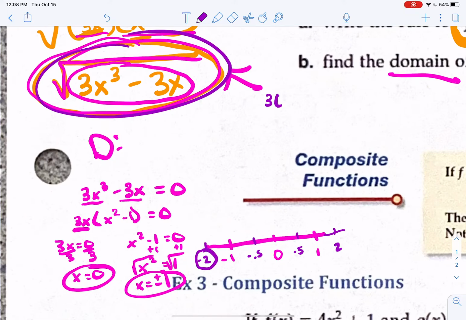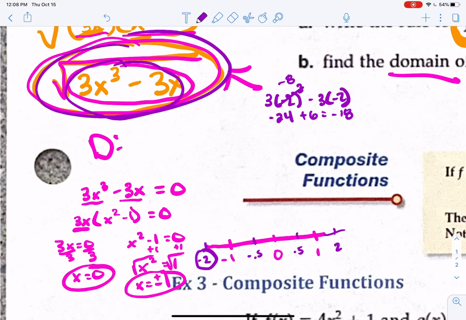So 3 times -2 to the third power minus 3 times -2. Okay, -2 to the third power is -8, and 3 times -8 is -24. Okay, -3 times -2 is +6, so I have -24 plus 6, which is -18. Now, this whole thing comes out to be -18 when I plug a -2 in there. I can't take the square root of -18, so that is bad. I don't want to have things that are less than -1 in my domain, okay?